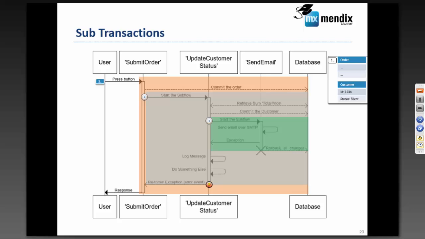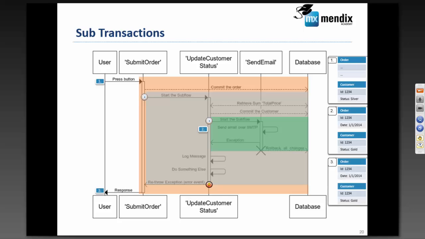transaction. So we start, no order, customer silver. Second step, order is committed to the database. We update the customer to gold. However, since both are set to custom without rollback and the email is the section that fails, we're still going to have the order persisted to the database. We're still going to have the customer status updated to gold. However, we're using the error end event, which is going to allow us at the highest level to understand what error actually took place. So that rethrowing of the error allows us to manage that, but all the data is still going to be persisted.